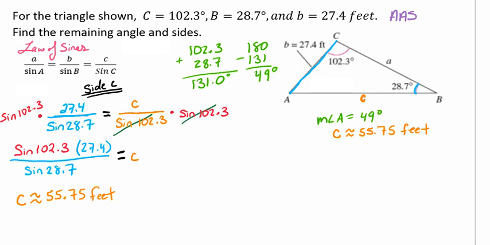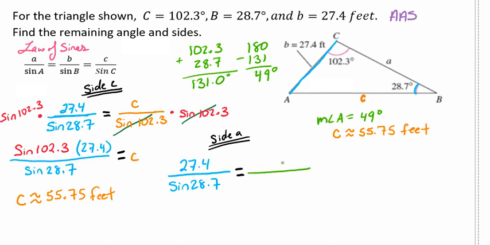So now we have what side c is, but we need what side a is. So we're going to go ahead and set up that proportion as well. We still want to use our b and our angle B to help us because we know that those were given to us, and we don't want to have something that might be wrong getting us going. Alright, so we're going to set up for side a. Again, we're going to be using that same 27.4 over the sine of 28.7, and we're going to be setting that equal to a over the sine of 49, because remember, we solved and got that that was 49 degrees right there.